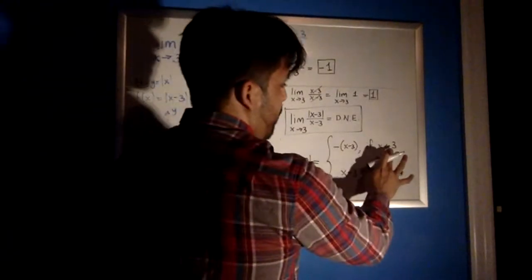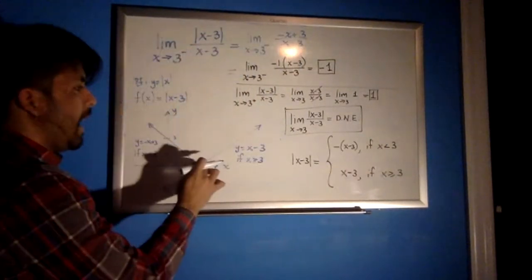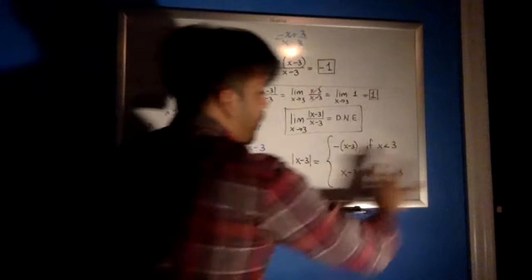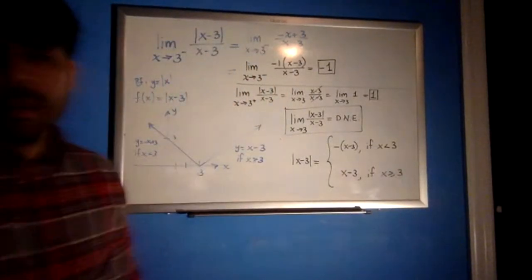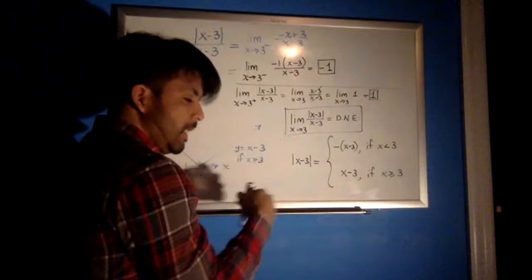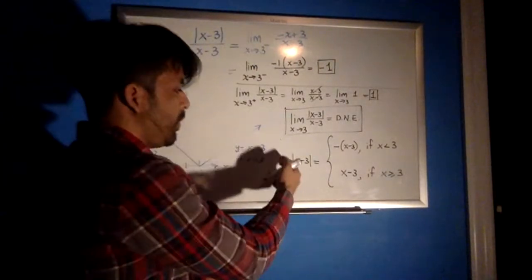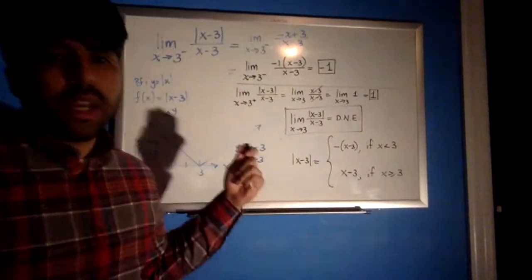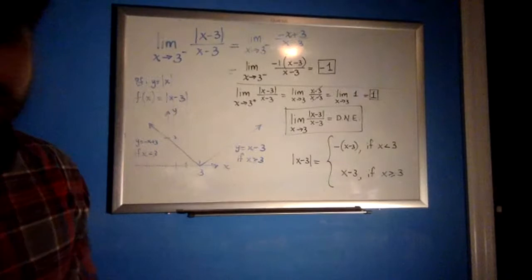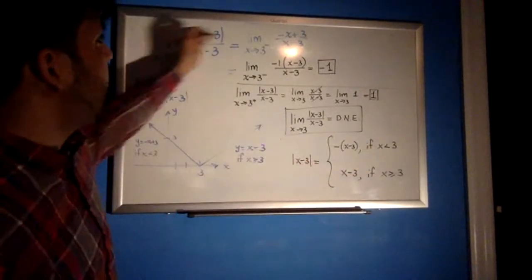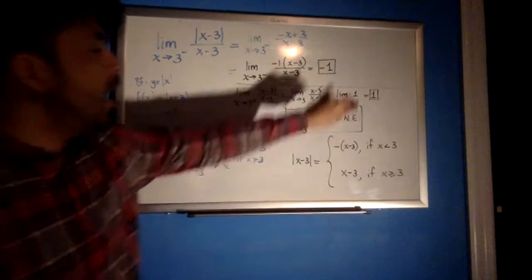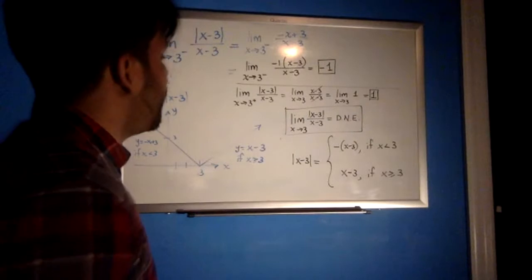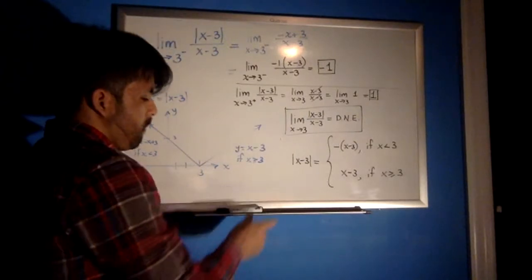But the idea is that when my x value is less than 3, I have the negative of whatever the inside expression is. And if I have x being bigger than 3, then it's just regular x minus 3. So this is where knowing what absolute value is as a piecewise function really counts when you have to find limits. Because once I have this understood, then finding the limits of the right side and left side, you would see why they're different. Okay?